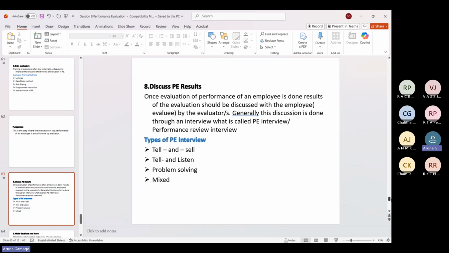Problem solving: both get together and try to solve the problem. Mix means tell and sell and problem solving, or tell and listen and problem solving.